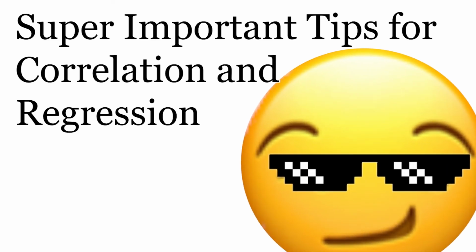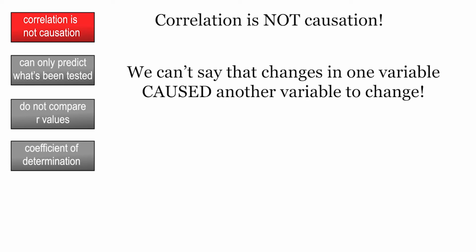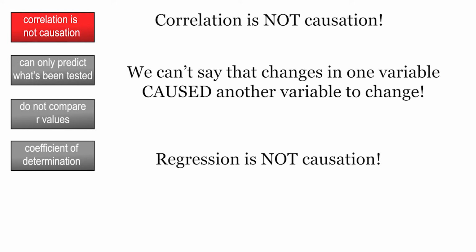But there are a couple of really important things to note when it comes to correlation and regression. So number one is we still can't infer causation from any of these tests. You often hear correlation is not causation. But even for regression, despite its ability to predict a variable, it doesn't mean that the relationship between the independent and dependent variable is a causal one. So regression is not causation works just as well as correlation is not causation.